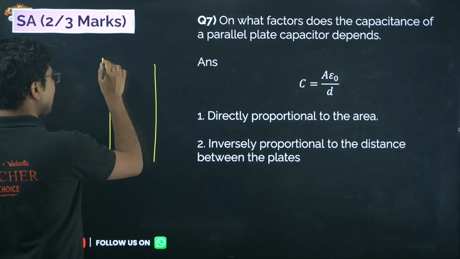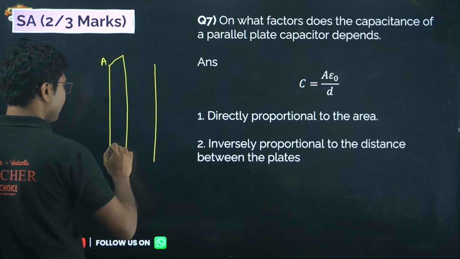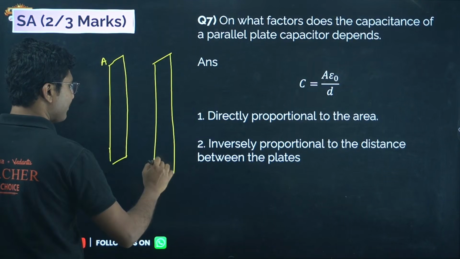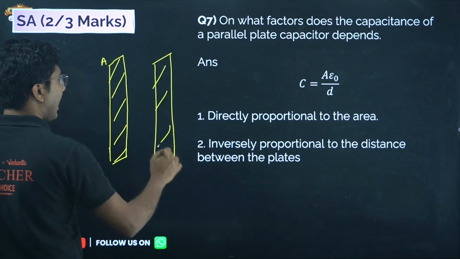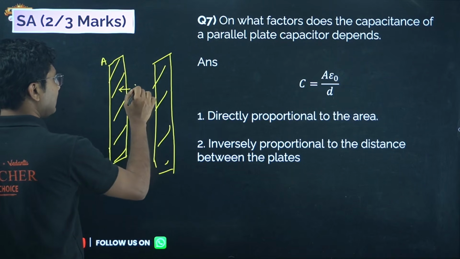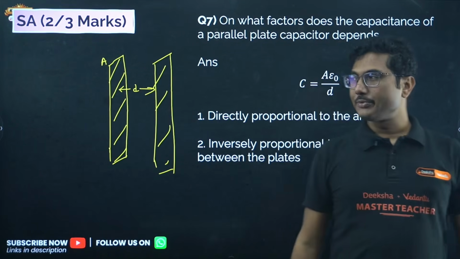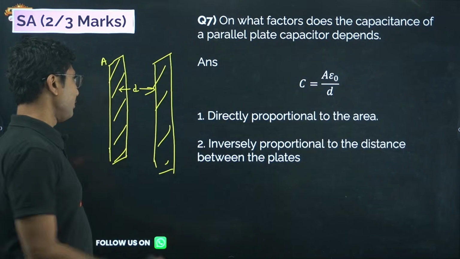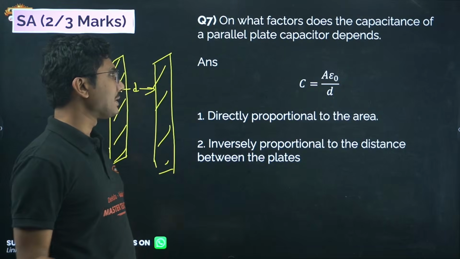So suppose the area of the plate, area, because it's not a 2-dimensional thing, it's a 3-dimensional thing, right? So plates means it has to have some area. So this is the area. Okay, and the distance between the plates is D. So the capacitance is inversely proportional to the distance and directly proportional to area. So higher the area and smaller the distance, more is capacitance.